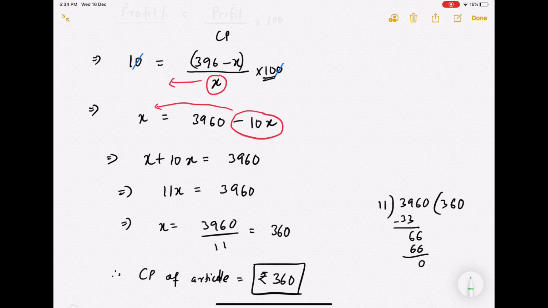Now if we want to quickly verify our solution here, when we find cost price as 360, if you take 10% as profit, 10% of 360 is 36. So your selling price would have been your cost price 360 plus your profit 36, which is 396. And this is the selling price according to the question. So then you know that cost price equal to 360 is the correct answer.